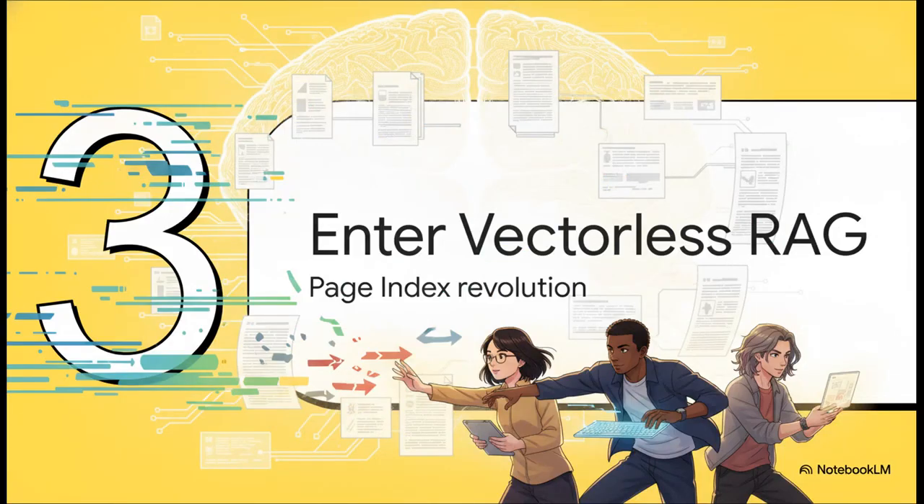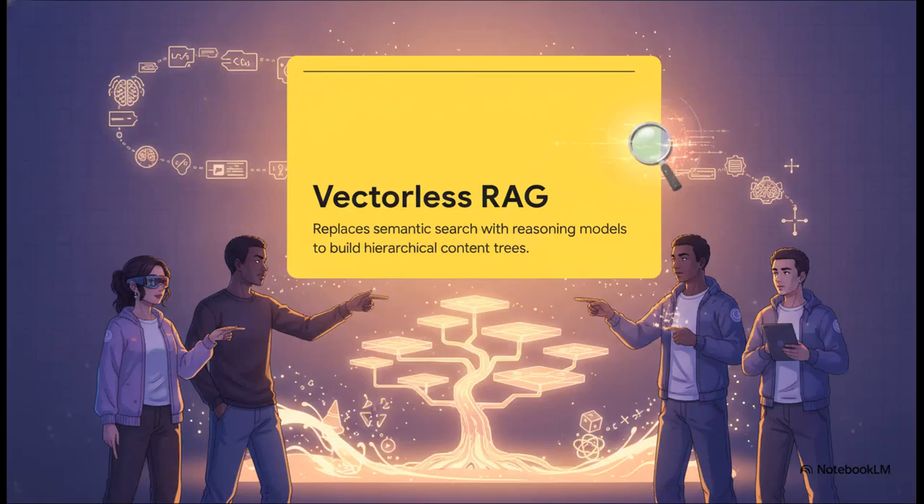Enter Vectorless RAG, the page index revolution. So what is this? Vectorless RAG, sometimes called page index, is a retrieval pipeline that completely replaces semantic vector search with AI reasoning models.